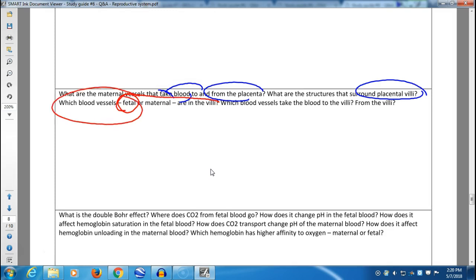So, umbilical vein carries the blood from placenta to the fetus. Umbilical artery carries the blood from fetus to placenta. Which blood vessel carries oxygenated blood? Umbilical vein or umbilical artery? In this case, to the fetus, which means vein, right? So umbilical vein will carry oxygenated blood from placenta to the fetus.